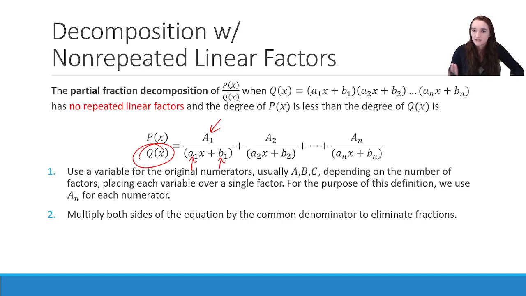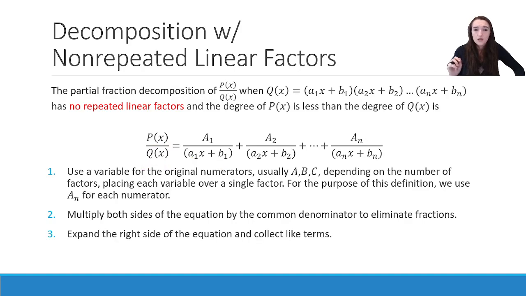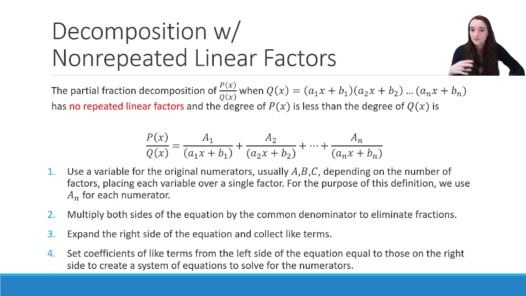So we multiply both sides by q(x). This is basically going to remove all fractions from the problem. So after some cancellation, we'll just be working with equations. They're not going to be linear equations, but you'll see that they have a relation to linear equations in a moment. So we will then expand the right side of the equation and collect like terms, set the coefficients of those like terms from the left side of the equation equal to those on the right side, and solve for those numerator numbers that we didn't know.